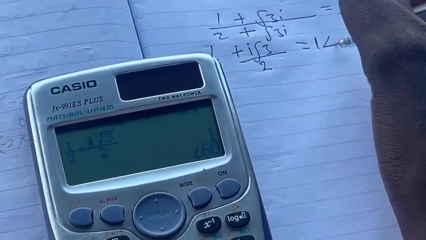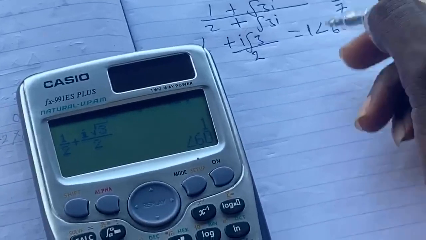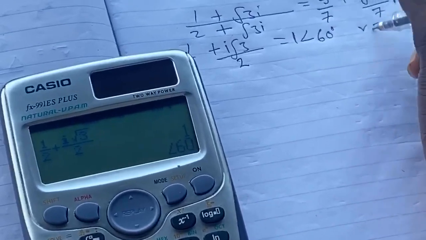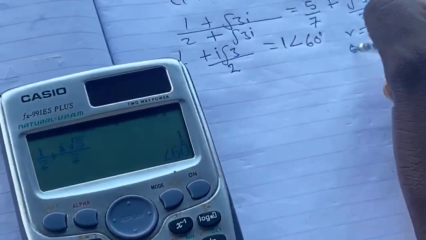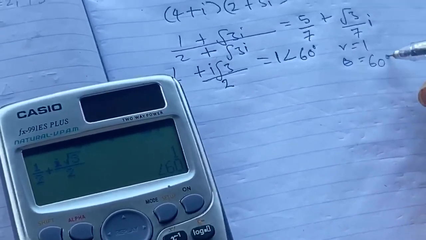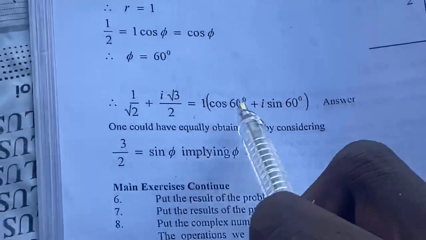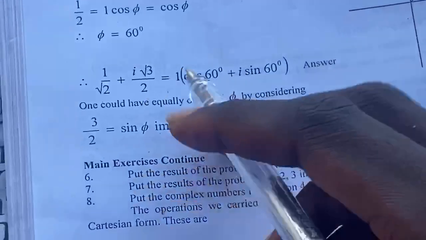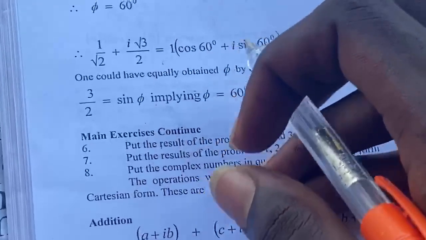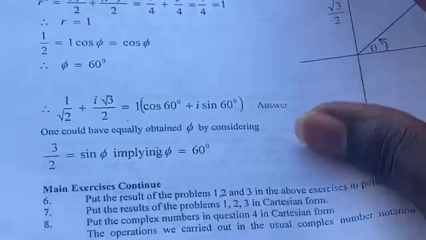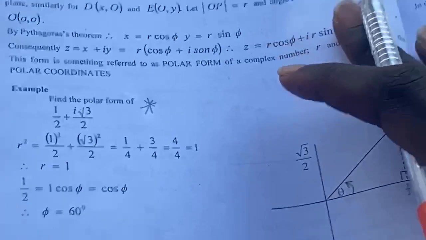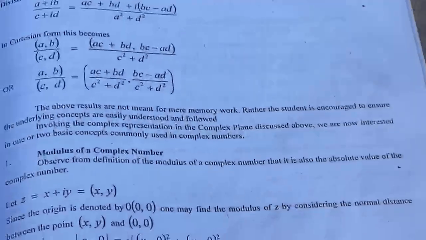1 angle 60 degrees. Here, r is equal to 1, and my theta is equal to 60 degrees. Then let's see from the textbook if what I did was right. Yeah, you can see here that our r is 1, then our angle is 60 degrees. So when you want to write it down, you put the bracket and write cos 60 degrees plus i sin 60 degrees in polar form. So you can see that the calculator is very correct also, as it got the same thing as the textbook.